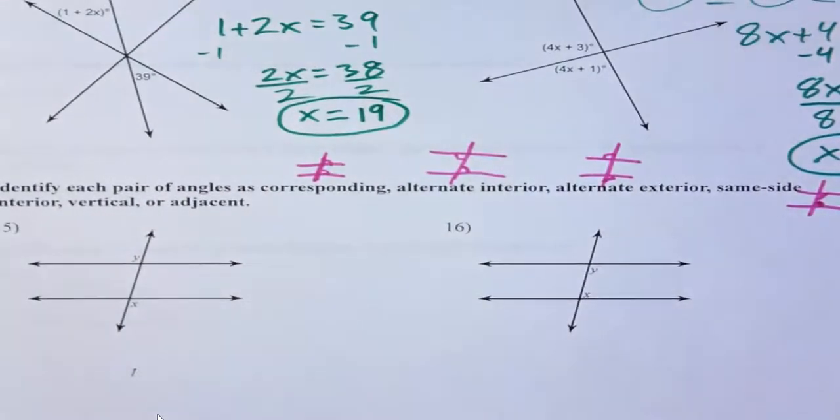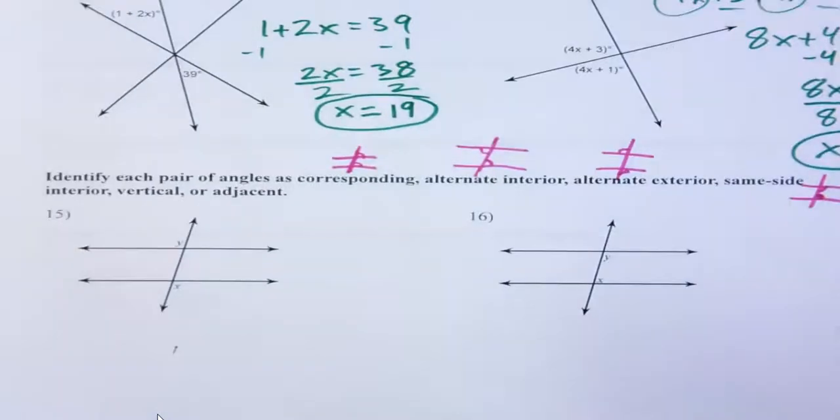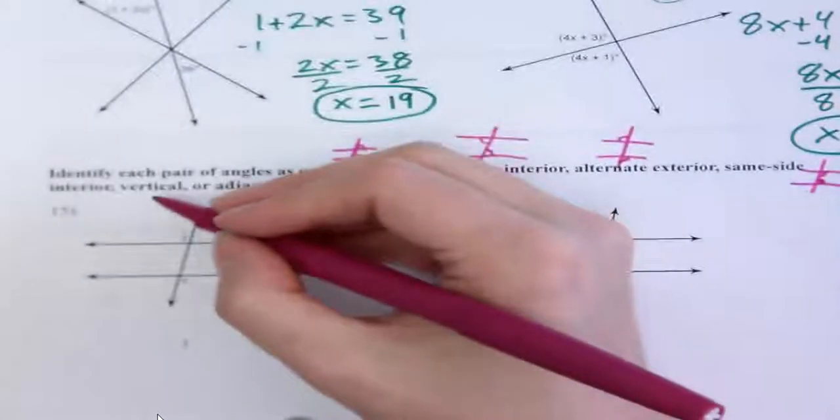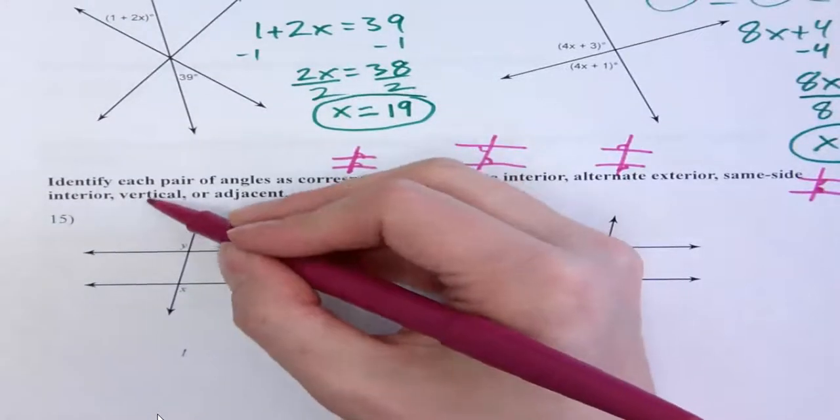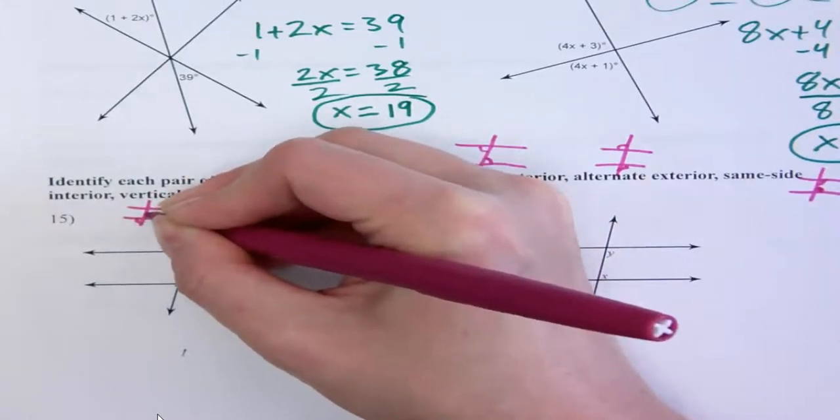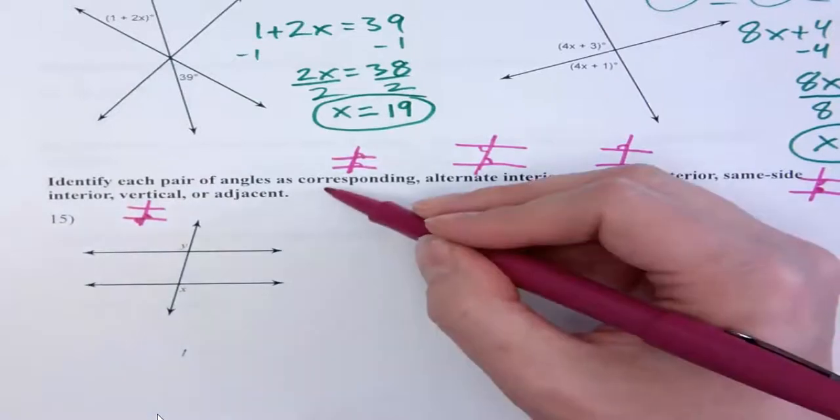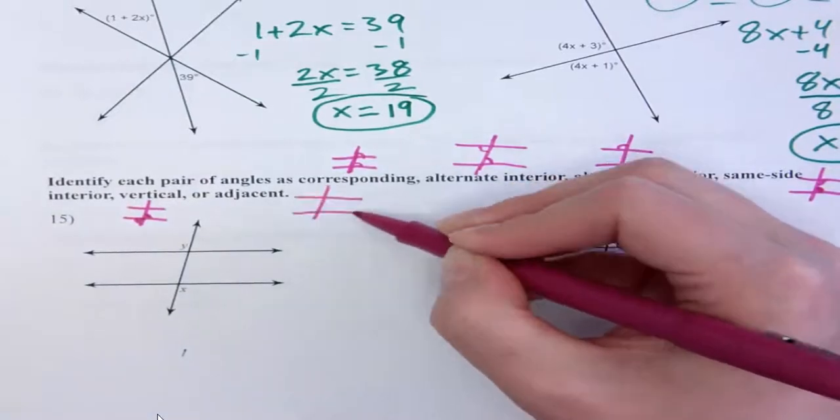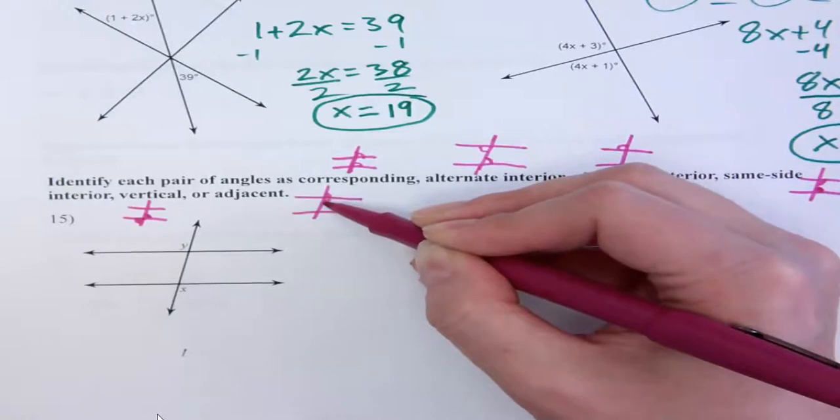Vertical is like we just saw at the top of the page. Vertical is just any time we have either side sharing a point in the middle. And adjacent is just any time we have two side by side.